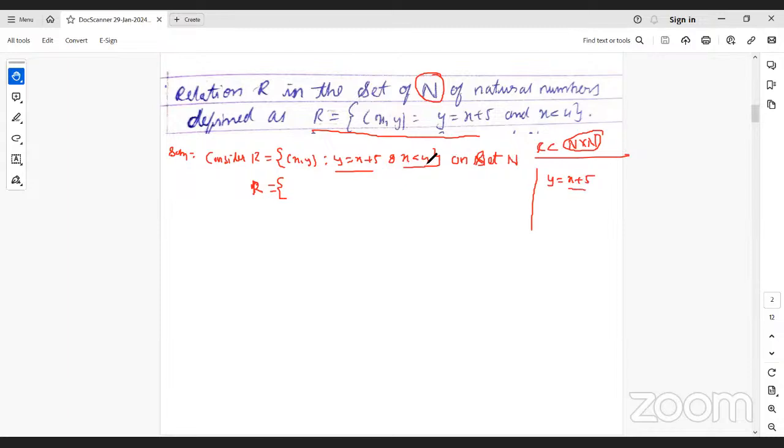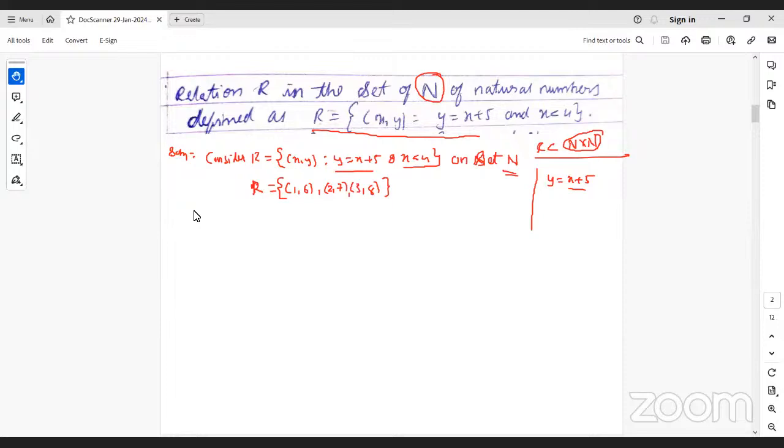The condition on x is that the value of x is less than 4. So first we can take x = 1. When x = 1, the value of y will be 6, and when x = 2, the value of y will be 7. When x = 3, the value of y will be 8. Since x is less than 4, we can't take x = 4. No doubt the set of natural numbers is an infinite set, but here there is a restriction on x, x < 4, so we get only three elements, three ordered pairs.